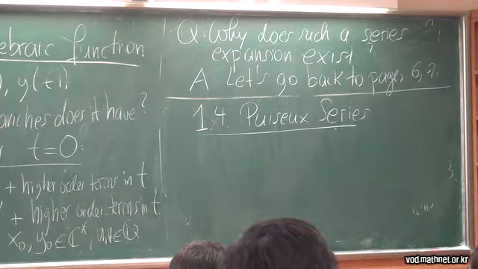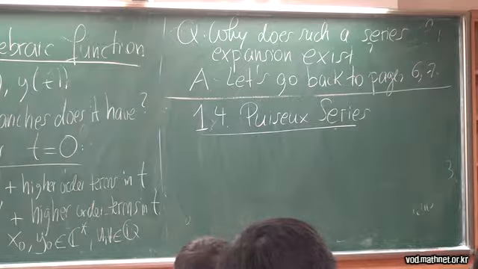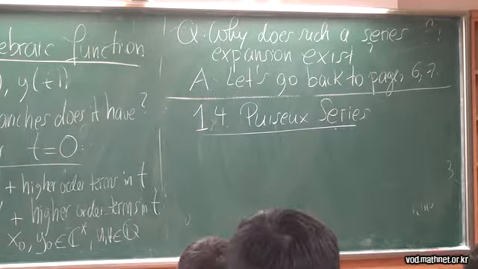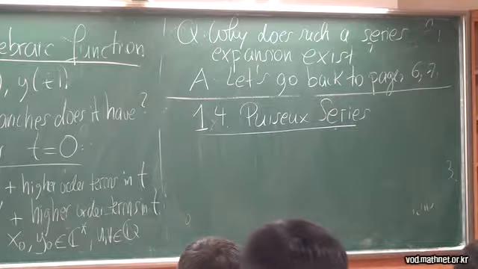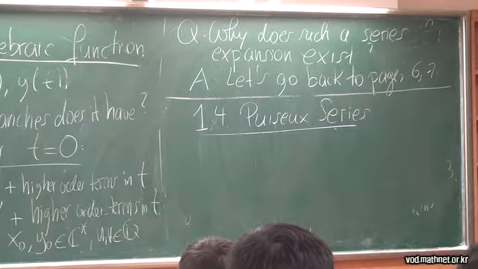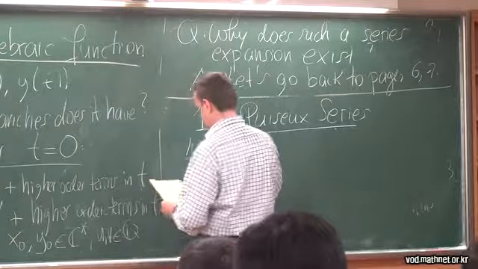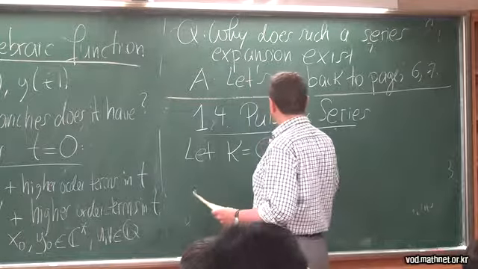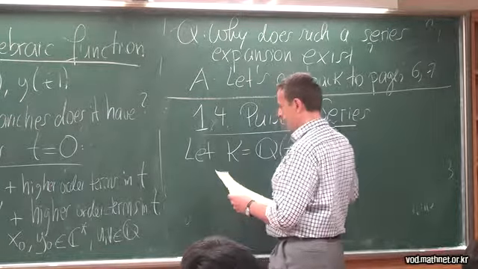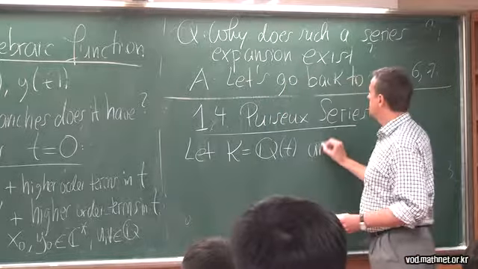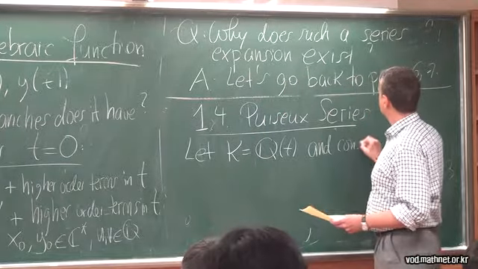Is this clear? Any questions? We have a lot of time this morning. I still have 23.5 minutes, so you can interrupt me with questions. I'm going to talk about Puiseux series now. So let K be the field of rational numbers in T, and consider a polynomial in one variable.